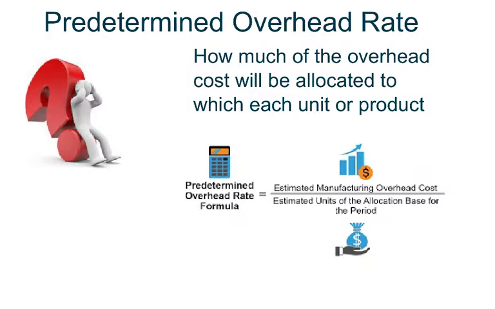Now remember, when we talk about overheads, these are the costs that you could not clearly link to a certain product or unit. This is why we called these costs then overheads. So the predetermined overhead rate works with the estimated or the budgeted or the planned cost. So we are asking how much of our planned overhead cost will be allocated to each unit or product.